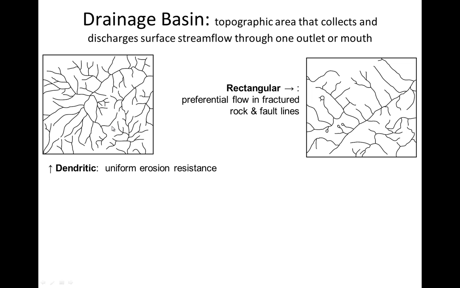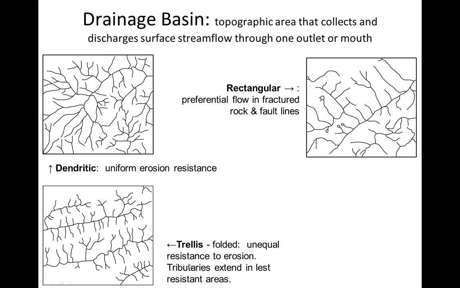And to contrast that, a rectangular drainage basin may exist in areas that have fractured rock or fault lines. Here, by contrast, where even the main channel was meandering with seemingly little organization, the main channels are less meandering and are following more of a straight line, and that could be due to fault lines or to a fracture in the rock that occurs.